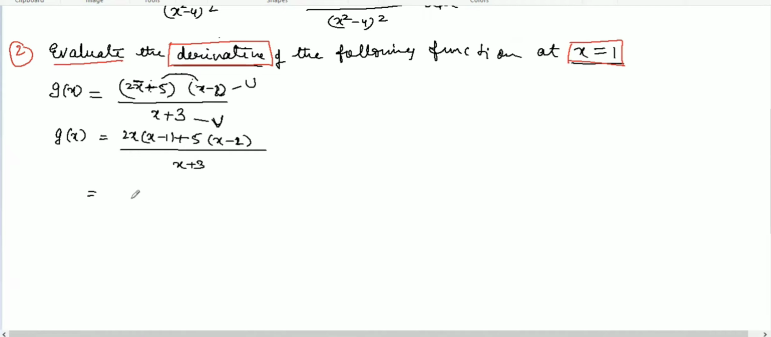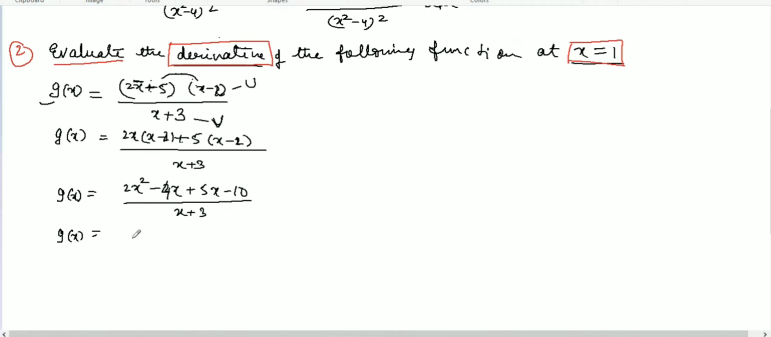So this 2x will multiply by x, which will be 2x². Then 2x multiplied by -1, which will be -2x. Then plus 5 multiplied by x, and here x - 2 is there. So 2x multiplied by 2 will be 4x, then plus 5x and minus 10, over x + 3. Check whether they are like terms or not, so we have to add and subtract.